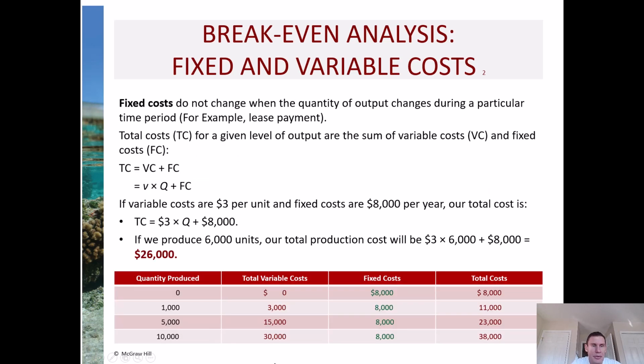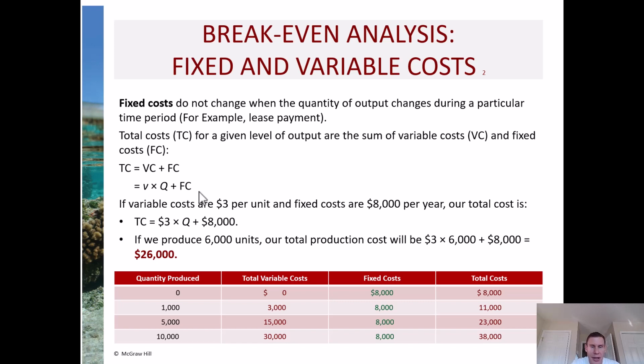So simple enough. And fixed costs, on the other hand, do not change when the quantity of output changes during a particular time period. So for example, like a lease payment, whatever you have to pay for the lease payment has no bearing on how much you produce. So the total costs, TC, for a given level of output are the sum of variable cost VC and fixed cost FC. So we could say that total cost TC equals VC plus FC, which equals V times Q plus FC.